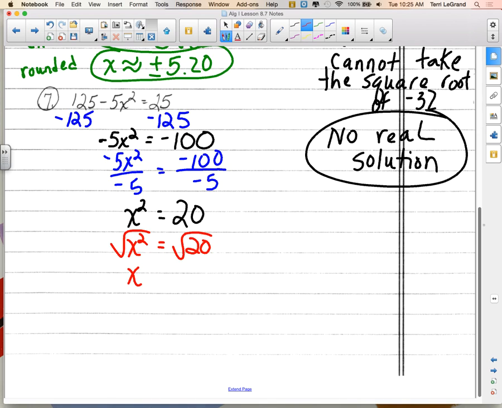And we're going to get x is equal to a positive or negative square root of 20. Does 20 have any perfect square factors? 4. 4 times what is 20? 5. Does 5 have any perfect square factors? No, so let's break it into the square root of 4 times the square root of 5. This is the trickiest part of the assignment right here. You have to know how to do this.